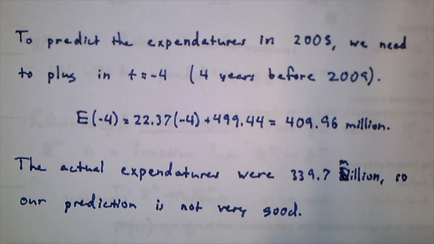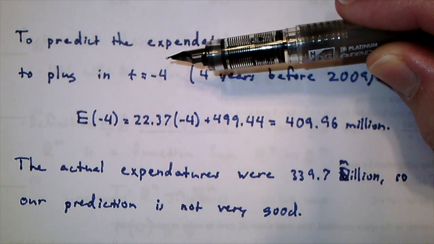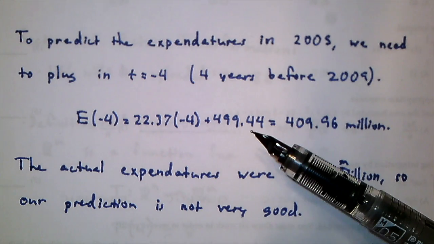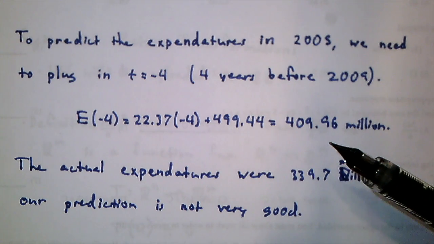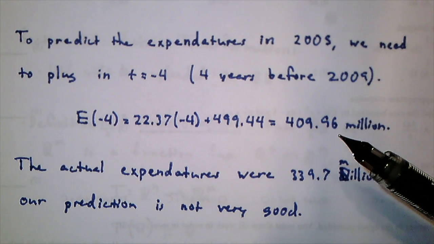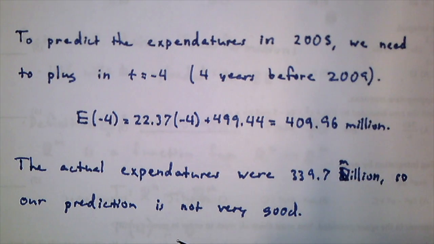In order to predict the federal expenditures in 2005, we would need to plug in t equals minus 4 for 4 years before 2009. Once we plug it into our linear regression line, we get our prediction to be 409 million, or 409.96 million. For comparison, the actual expenditures in 2005 were 339.7 million. So this prediction is not nearly as good as our prediction for 2014.